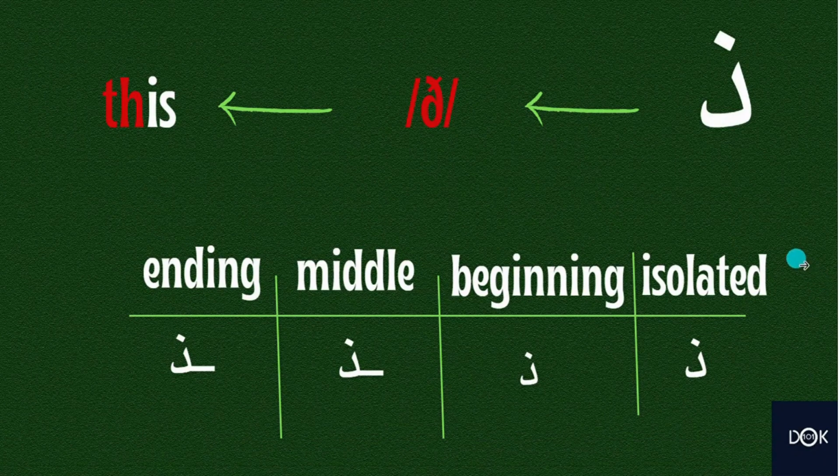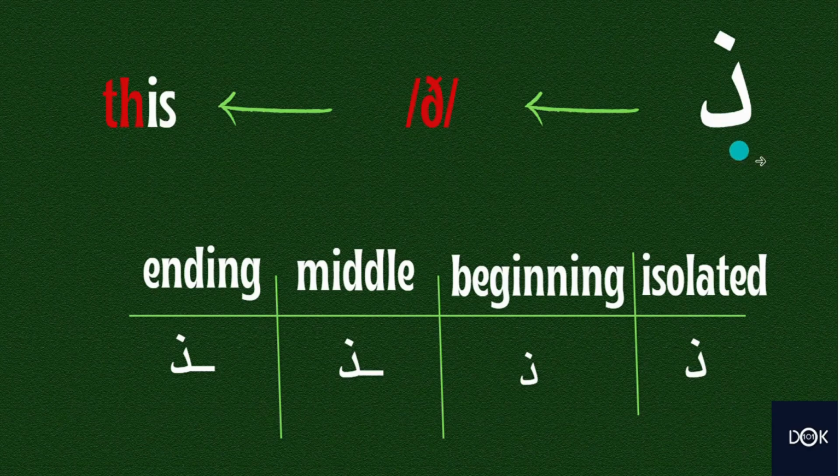The next letter is letter Dhal. Now letter Dhal is from letter Dal's family because it is written the same way as Dal. The only difference is the dot on its top. So it is Dhal. And the sound of letter Dhal resembles the letters TH in this. Now, if you remember, we learned another letter that resembled the sound of TH. That was letter Tha.